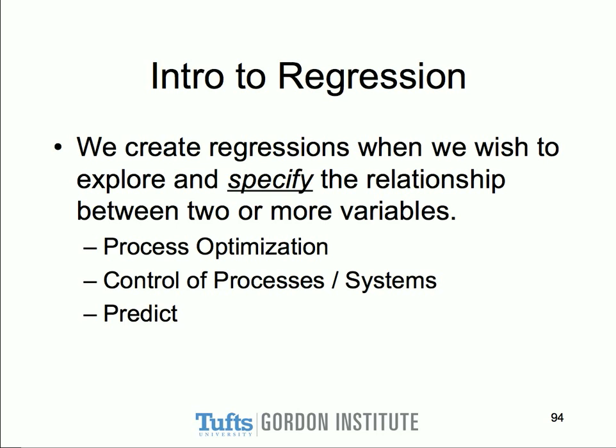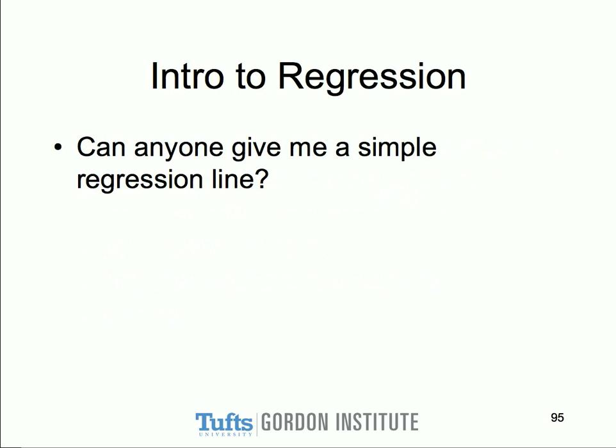If we go back and look at our t-tests or our ANOVA, we're trying to see if there's a difference between averages. And here we want to understand the relationship between our independent variables or factors, right? Predictors, and our dependent variable, okay? So in class I asked, can anyone give me a simple regression line? If you recall, that's just slope of a line, y equals mx plus b. All right? Very simple.